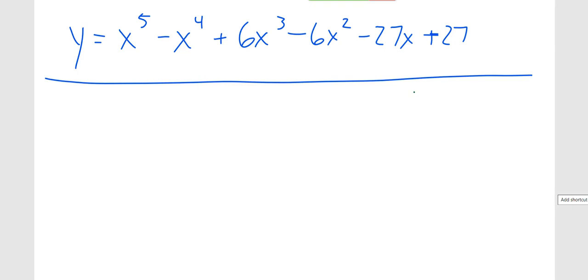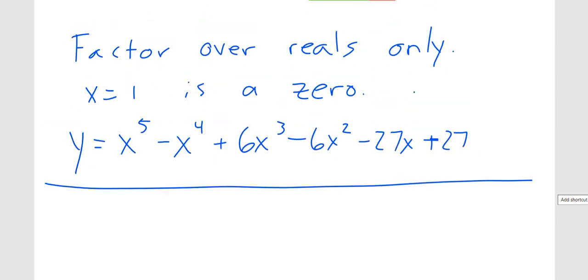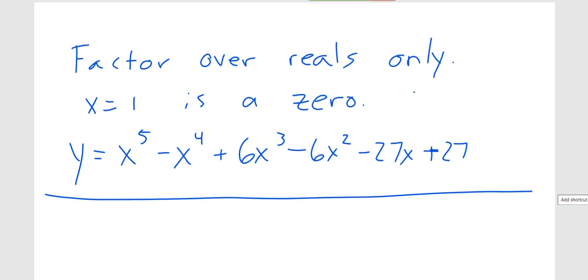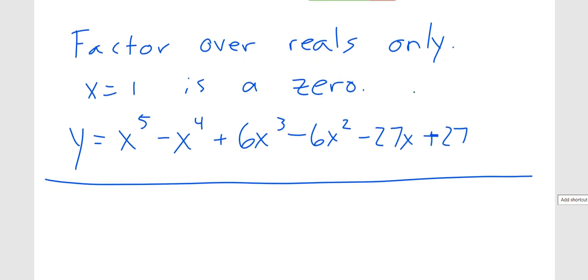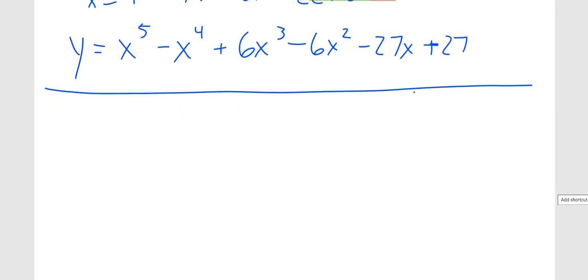All right, let's see what we can do with this. What am I supposed to do with that 1? I mean, it says factor over the reals only. 1 is a 0. Synthetic division. That's a good idea.